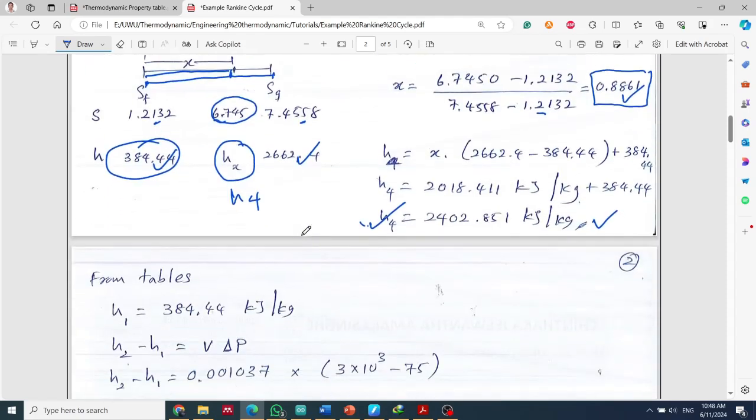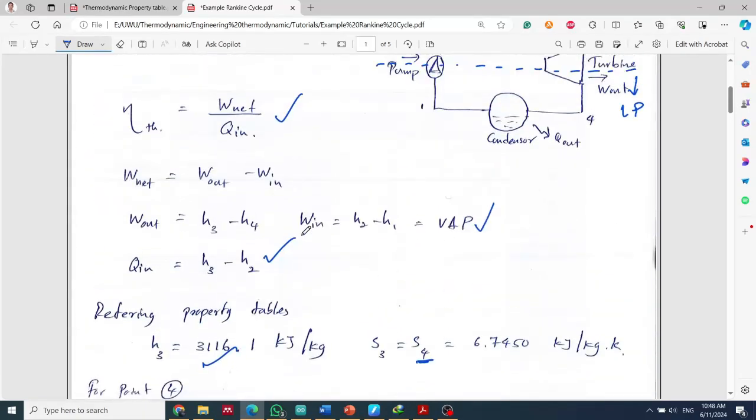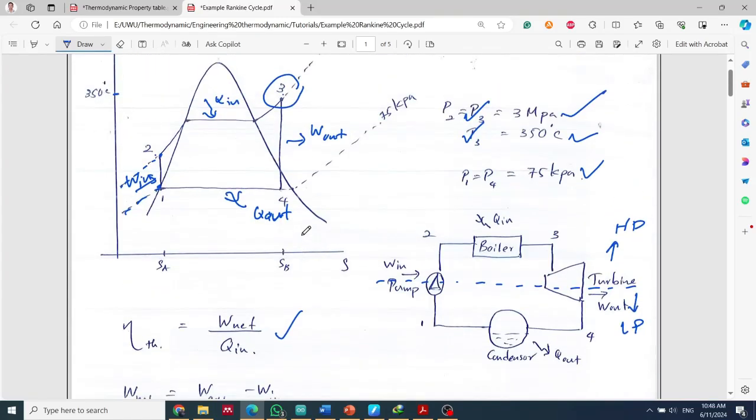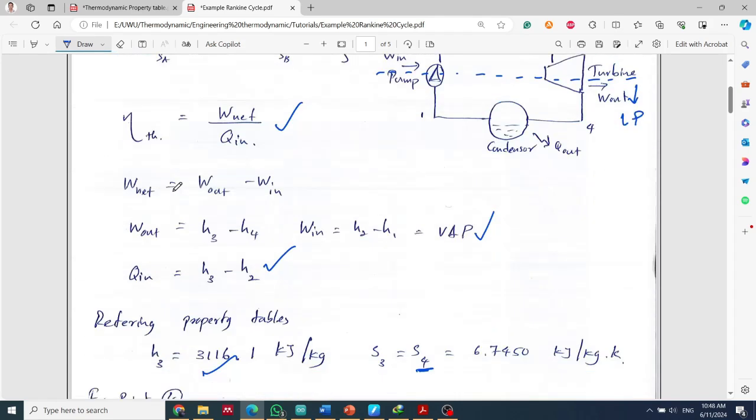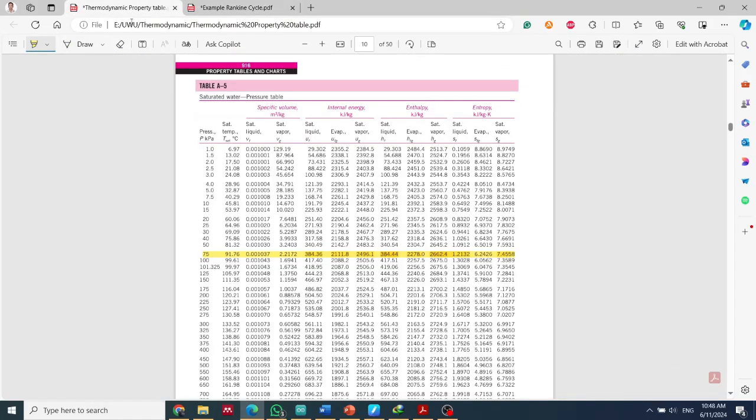Let me check what is the next value. So up to now we have found H3 and H4. So the next one is H1, right. H1 is quite easy because it is on the saturated line. Therefore we can simply refer to the saturated table and find this value, right. So let me refer to the saturated table, 75 kilopascal line, and we know saturated Hf fluid is 384.44, right.